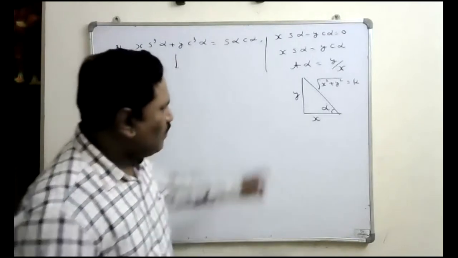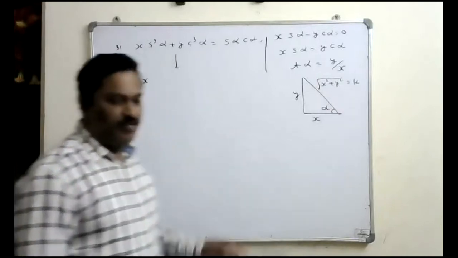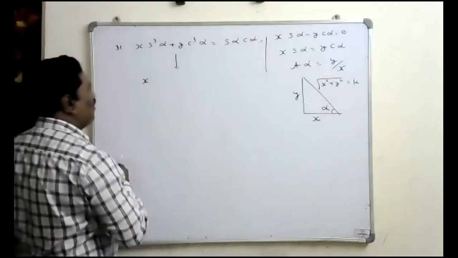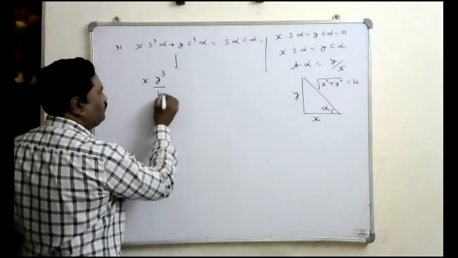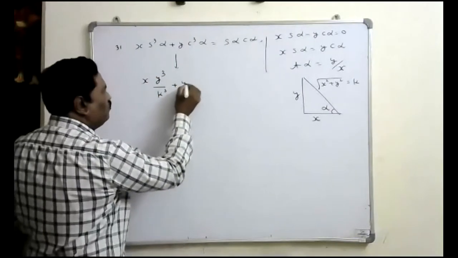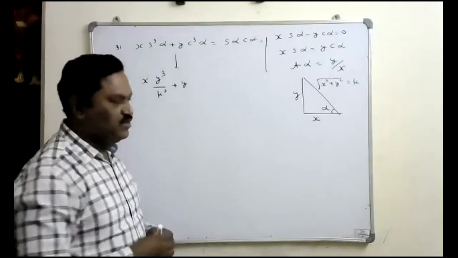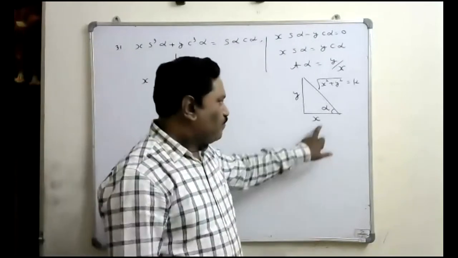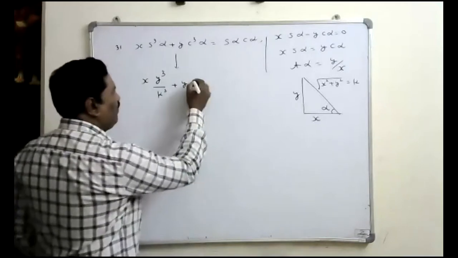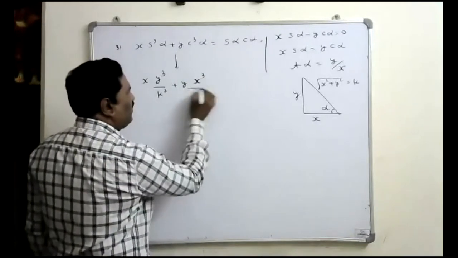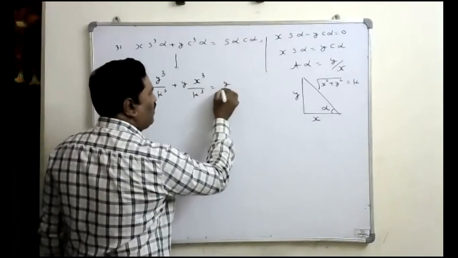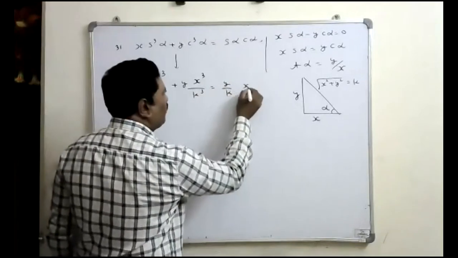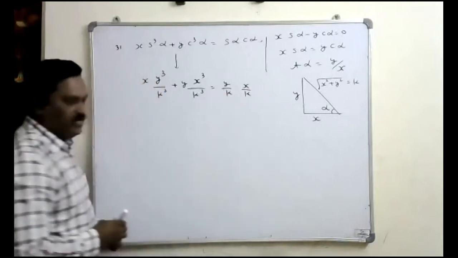Y by k. Y by k sine cube alpha, which is y cube upon k cube, plus y into what is the cos alpha from the triangle? X by k. Cos cube means x cube by k cube is equal to. Sin alpha means y by k, cos alpha means x by k. That we will substitute here.